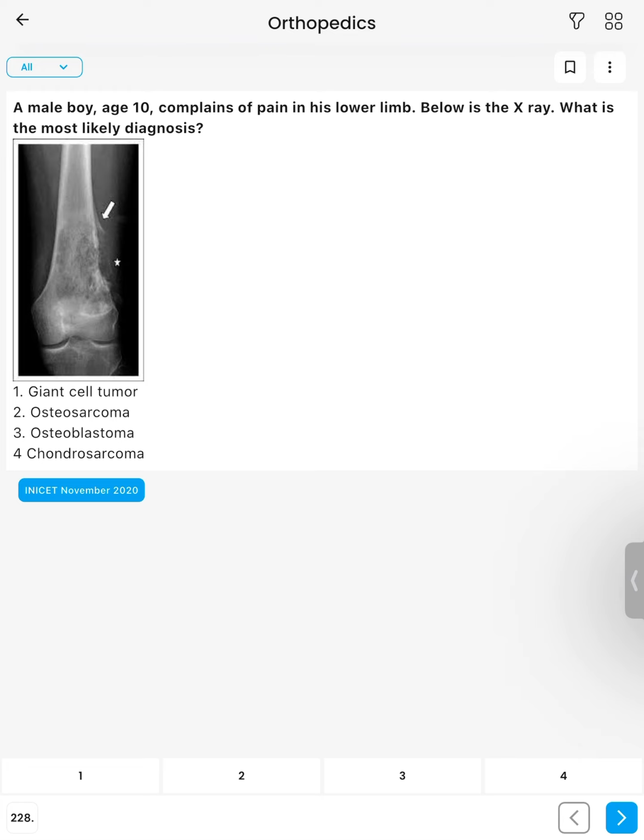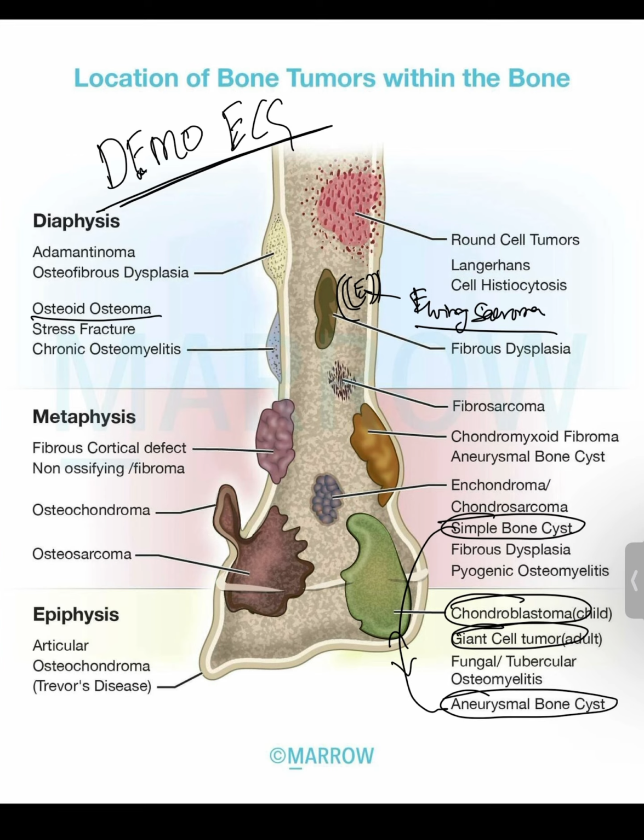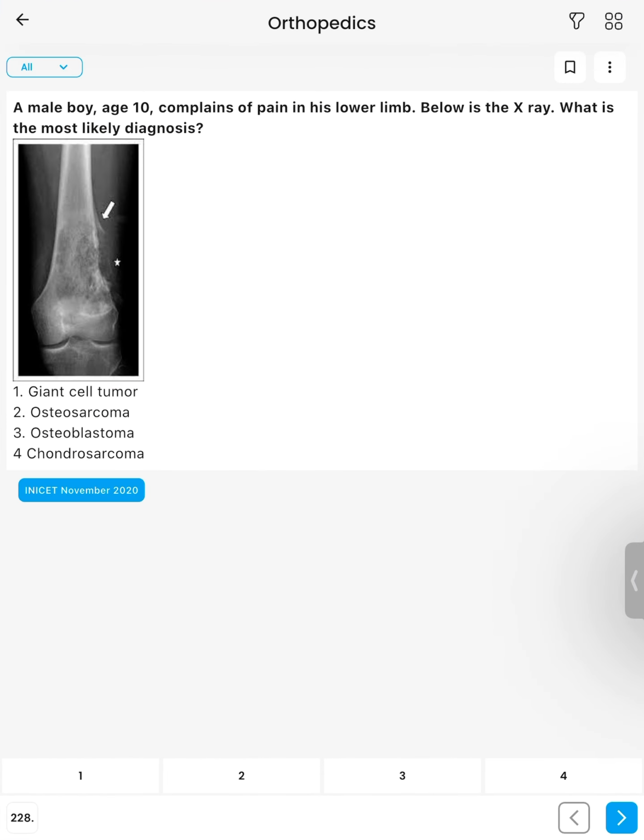A male of 10 years of age, and see now, it is not involving the epiphysis, it is involving the metaphysis. So, according to this mnemonic, we shall go with MO. Osteosarcoma and osteoblastoma. It is a Codman triangle with sunray appearance. It is because of osteosarcoma.